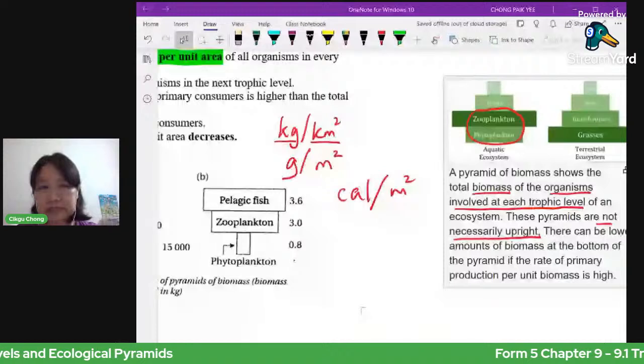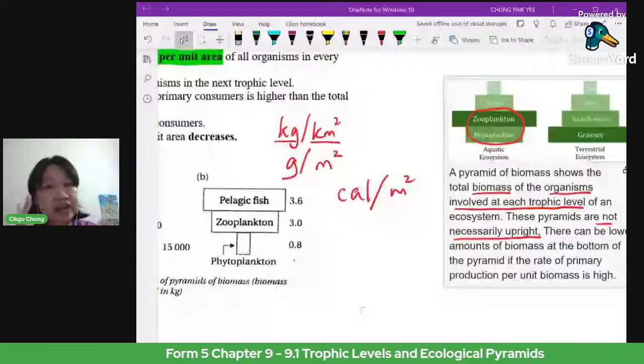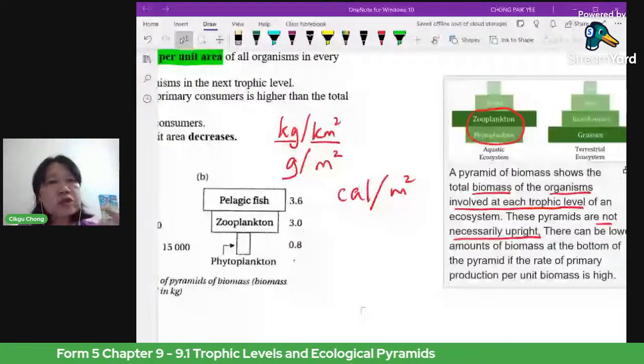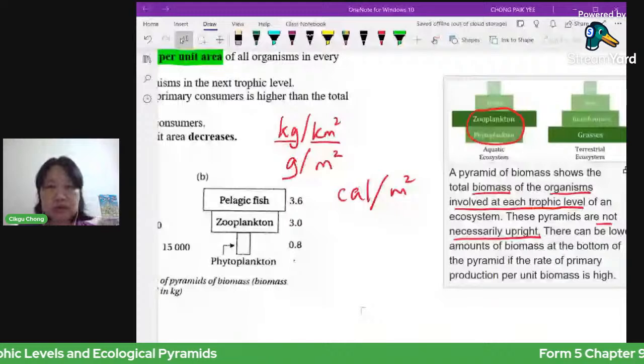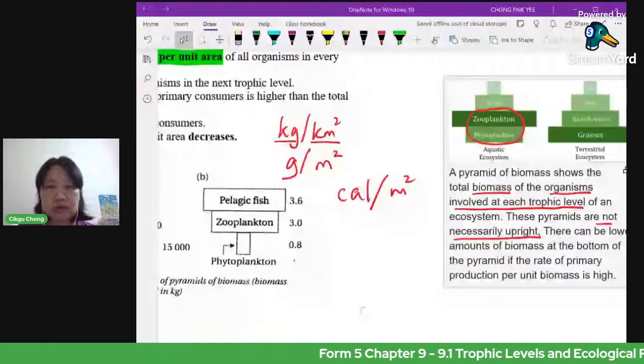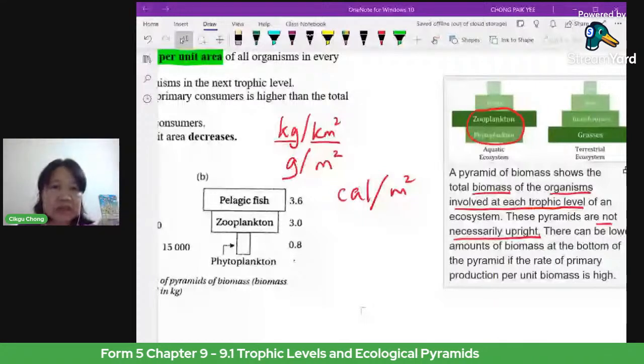Now, the third one is the most accurate when we talk about energy. So this is called the pyramid of energy. The pyramid of energy just shows you how much energy is contained in that level. Don't talk about the numbers, don't talk about the tissue, but how much energy you can get from that level. This is the total energy which is present in the ecosystem.